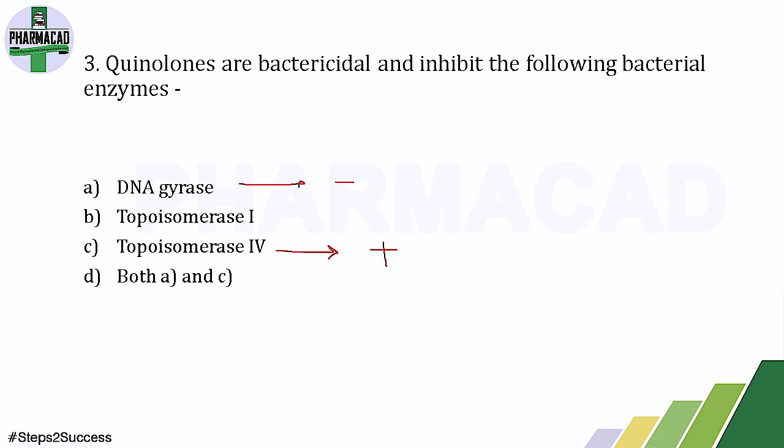So remember, these two enzymes are responsible for the conformation of the DNA. Okay, what will they do? They catalyze the nicking of our DNA strands. These quinolones will inhibit the bacterial DNA gyrase and topoisomerase. They do not do anything to the host cells. So that is why the bacteria's DNA synthesis is interrupted. Hence the correct option here is D, that is both DNA gyrase and topoisomerase 4 are inhibited by quinolones.